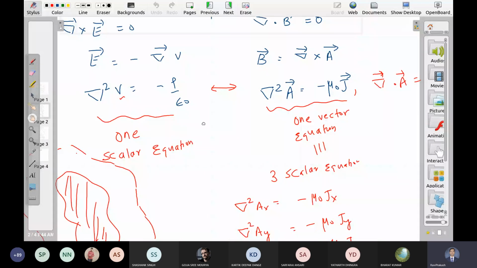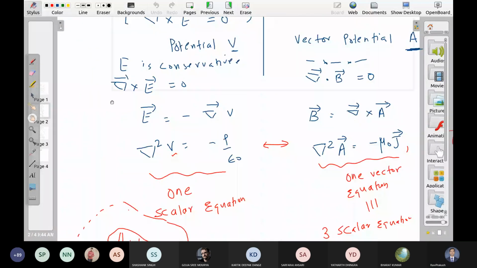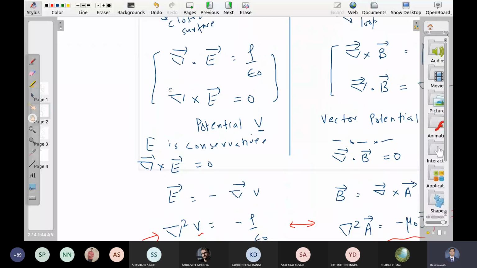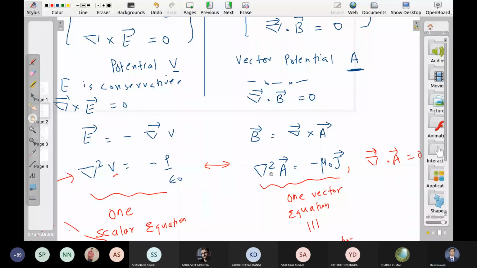When you write this equation, you have taken these two equations together. You have considered this one, and this one also. So you have merged these two equations into one using electric potential. The same thing applies here also. When you write del square A is equal to minus mu naught J, you have taken both the equations into account.